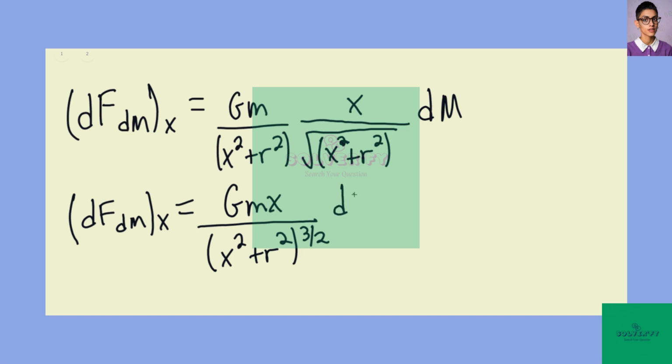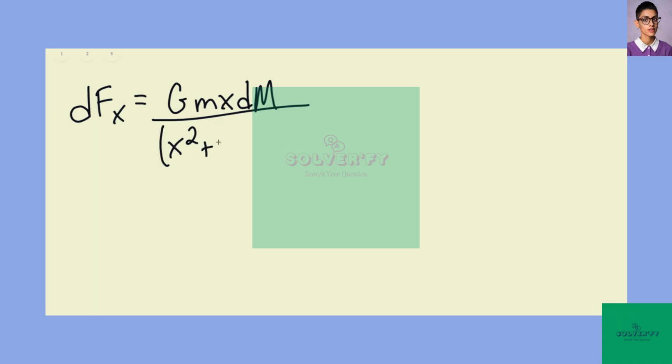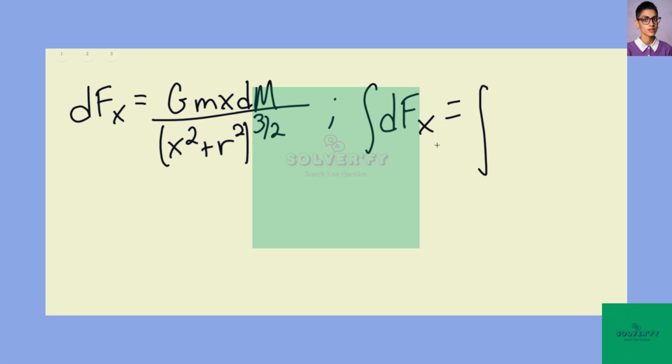times, again, dm. And we can finally say that if we want to integrate, dF sub x equals GMx dm divided by x squared plus r squared to the 3/2 power. And now we can integrate and say dF sub x. And then here we're going to integrate the other side and say GM.